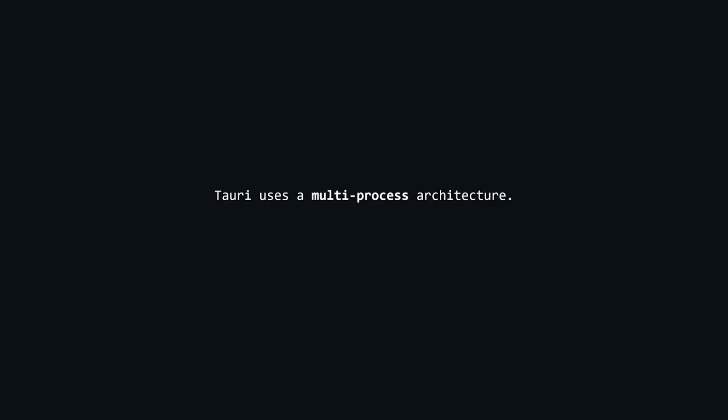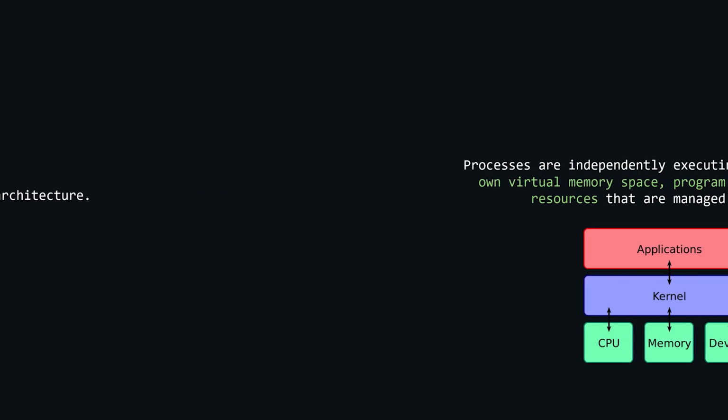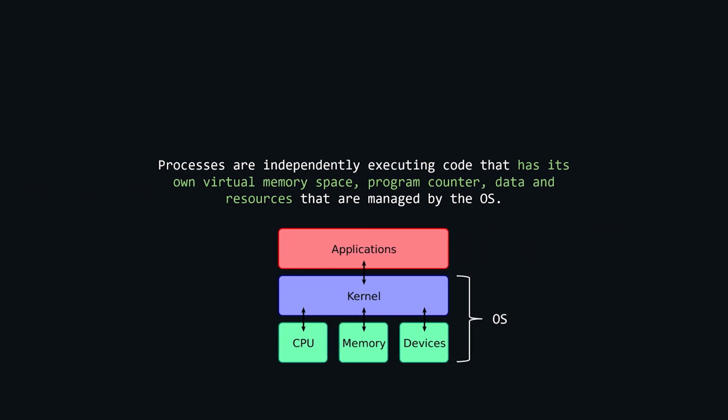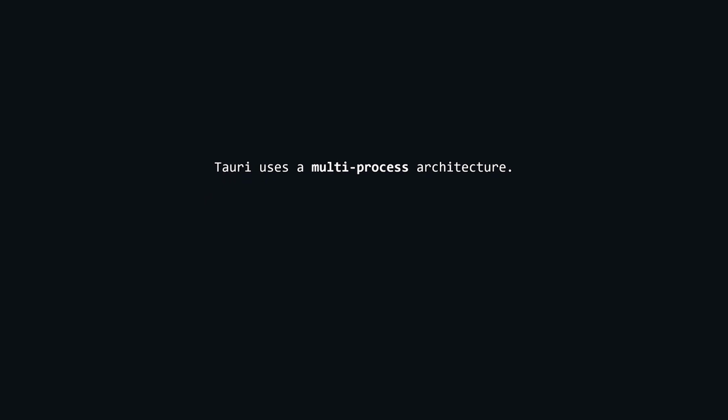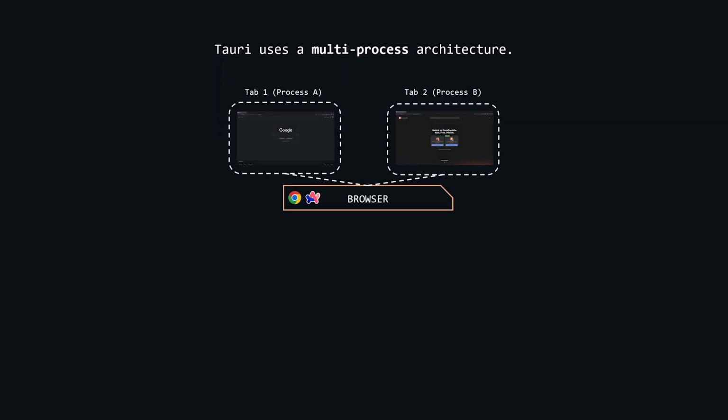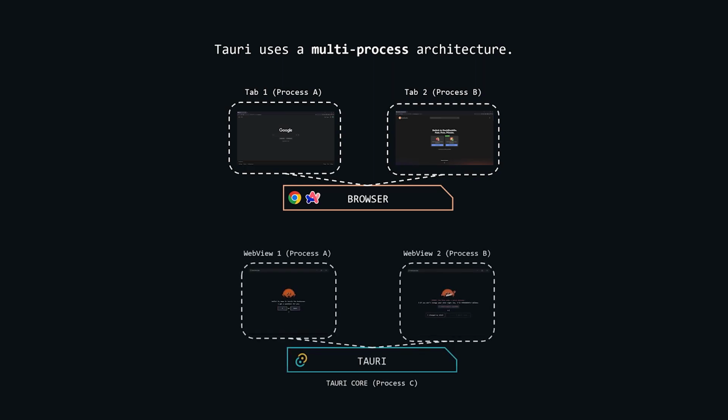Tauri employs a multi-process architecture, very similar to modern browsers. On a quick side note, processes are independent programs with their own memory space, code, data, and resources that are managed by the OS. Similar to browsers, which maintain a separate process for every tab, every Tauri application has a core process, which can be seen as the organizer.